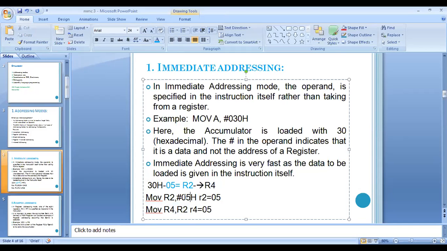In this instruction, I have to directly mention the data, so it is called immediate. I have immediately given the data. See here, in this instruction, the system need not go to a memory location or a register to take the data. In the instruction itself, the system finds the data, and that's why it is called the immediate addressing mode.